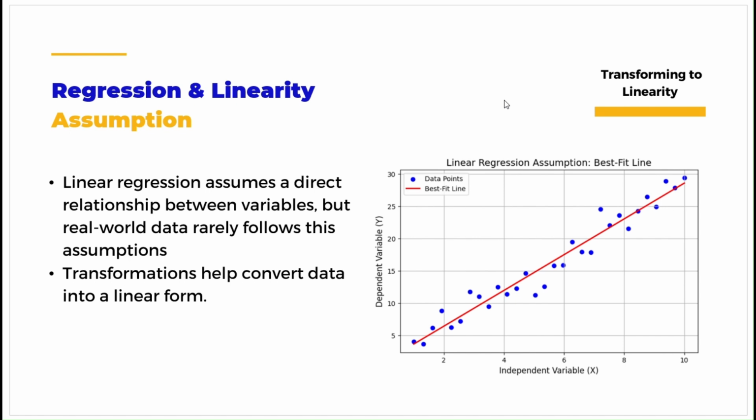Now, this formula only works well if the relationship is actually linear, but what if it isn't? Let's say we are predicting stock prices, they don't move in a straight line. Or what if we are analyzing population growth? It's usually exponential. So this is where transformations come in. They help reshape the data so that regression works properly. And what if the errors aren't stable? That's where WLS saves the day by handling situations where errors change depending on X values. Bottom line, if your data isn't behaving, we have got tools to fix it.